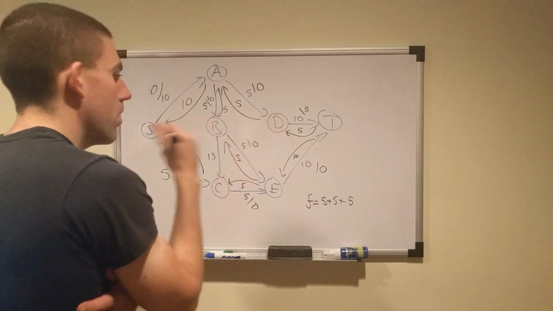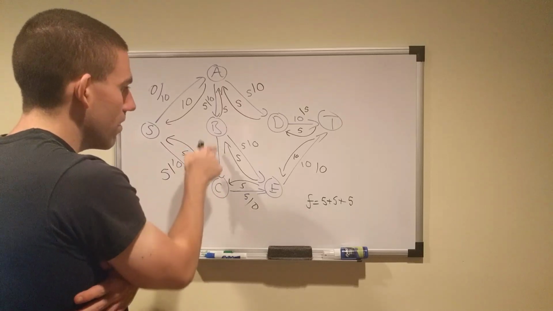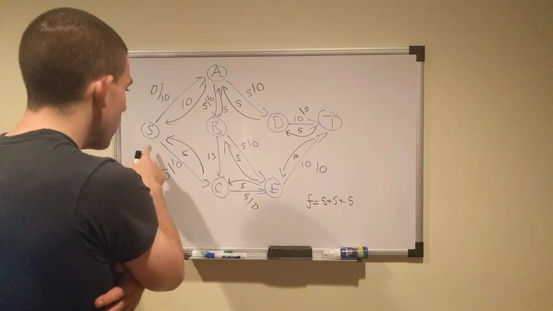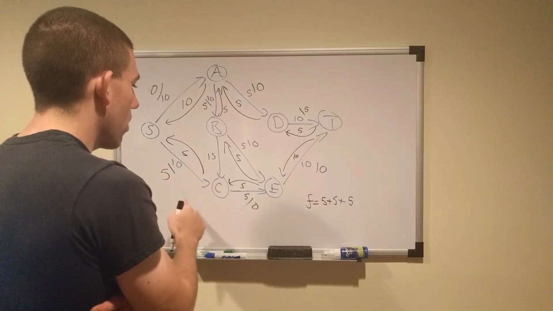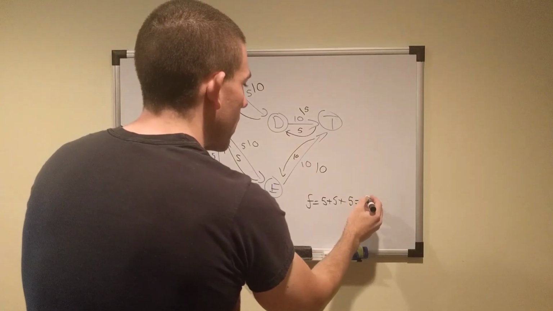No, we're actually done. We can't get anywhere, you see. We can send 5 from here, but this edge is leading into C, so we can't use this 15. We have a 0 here, so we can't go that way. And this is dead, so the maximum flow is 15.